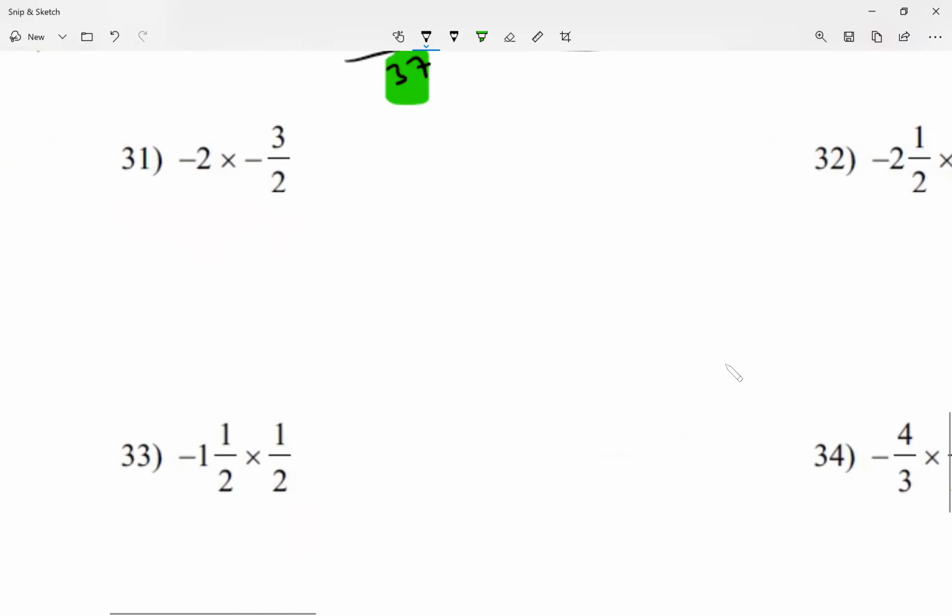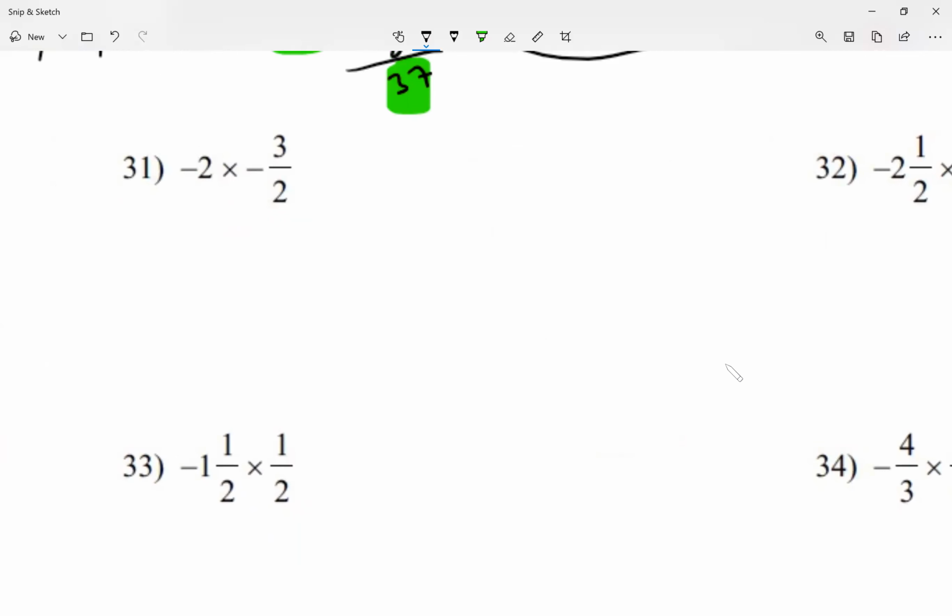Take a look at number 31. I have to have everything as a fraction. So let me write this as -2 over 1. I need to have it as a fraction, so notice I put it over 1, times -3 over 2. Now this one I can simplify.